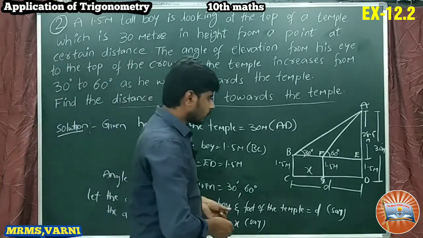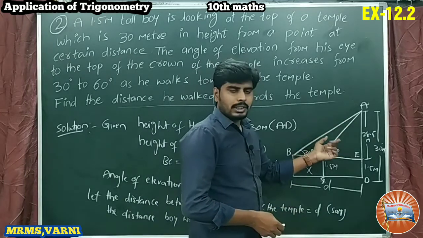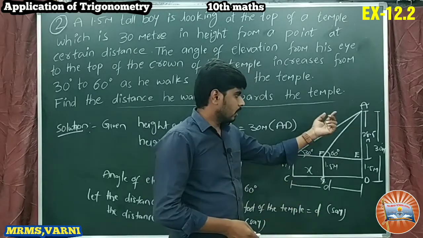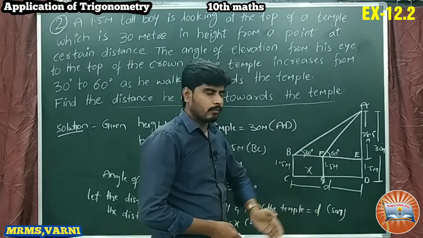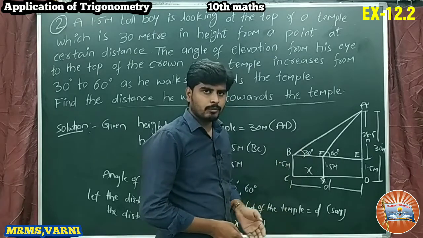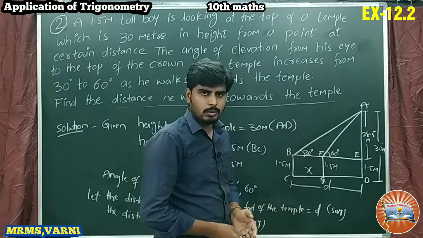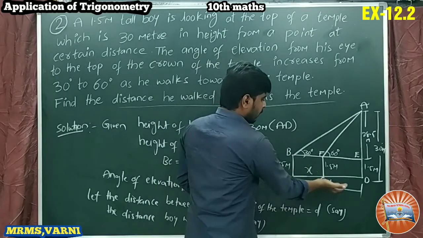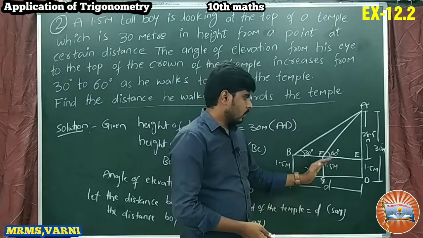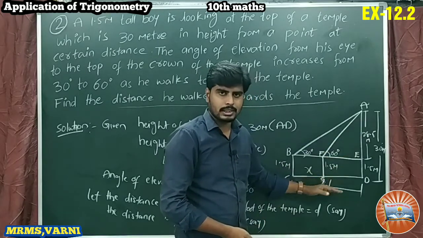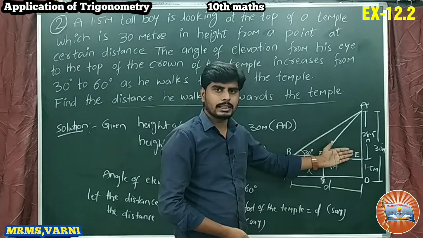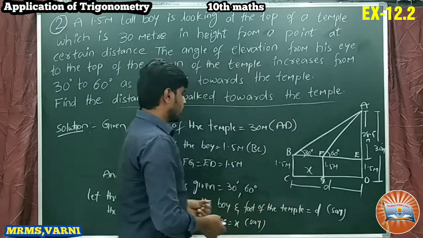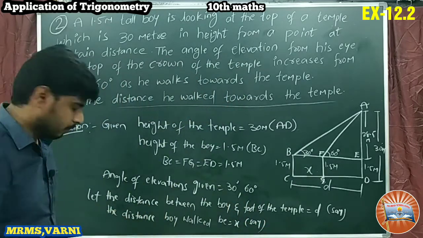Here I am going to use the tan ratio to find the distance between the boy and the temple, as well as how much he walked. We can use the cot ratio also, but I am taking tan here because we need to find the base, that is the distance. Here the opposite and adjacent sides are involved, and the ratio involving opposite and adjacent sides is tan theta.